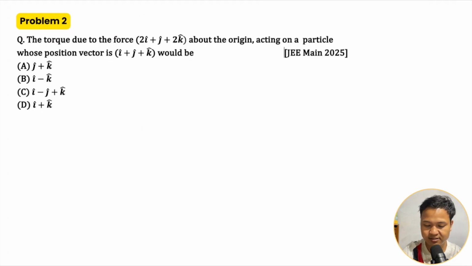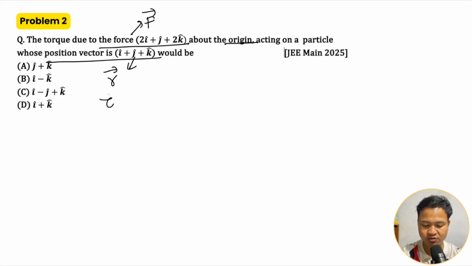Next, this is the R cross F formula. Here the force is given, and the torque is about the origin, so the position vector R is given. So here F is given. So the formula is torque is equals to R cross F.